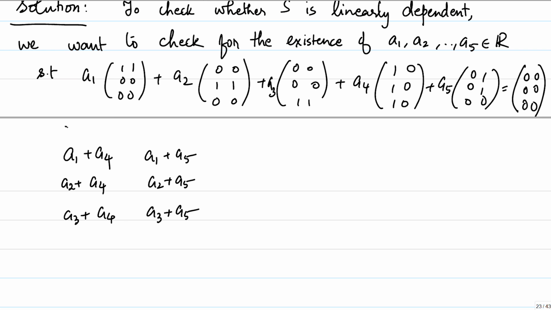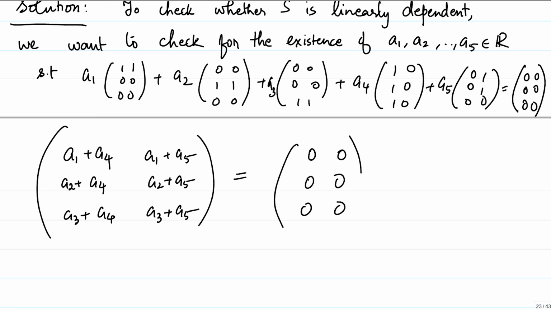A1 plus A4, A1 plus A5, this is A2 plus A4, A2 plus A5, A3 plus A4, A3 plus A5. This is the matrix to the left after doing the calculations, and this we are demanding to be equal to the zero vector in the vector space of 3 cross 2 matrices over R. So, this is what the demand is.